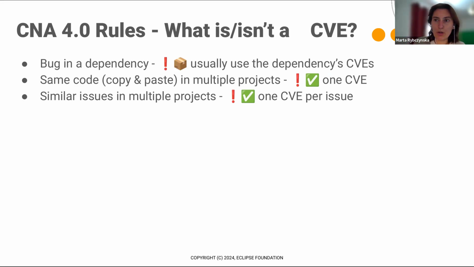If the same code is copied amongst projects, the copy and paste basically without any other changes, this is typically one CVE for all of them. We can decide to do it differently, but by default it's one CVE. But if there's a similar issue in multiple projects, for example, a problem in the implementation of the HTTP protocol, we have seen a few of them in recent years, then each project gets its own CVE.